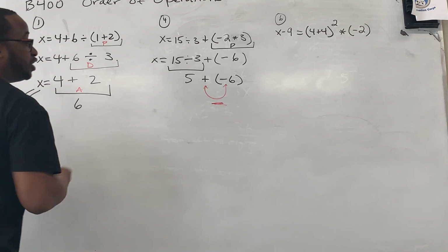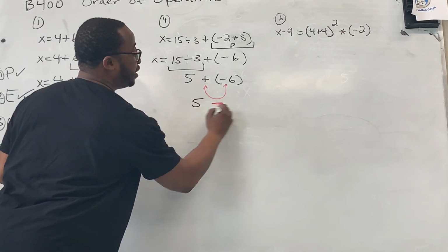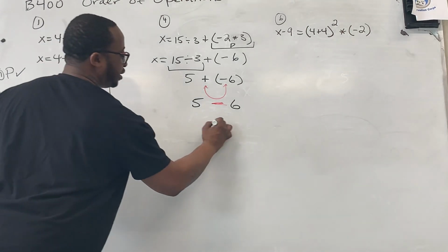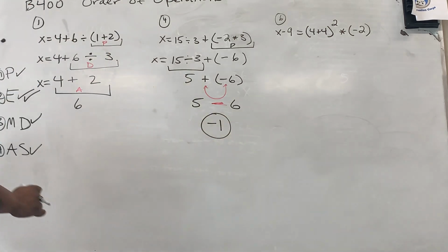So now what I'm gonna do is bring down the 5 and bring down the 6. Now I got 5 minus 6. 5 minus 6 is gonna be -1, okay?